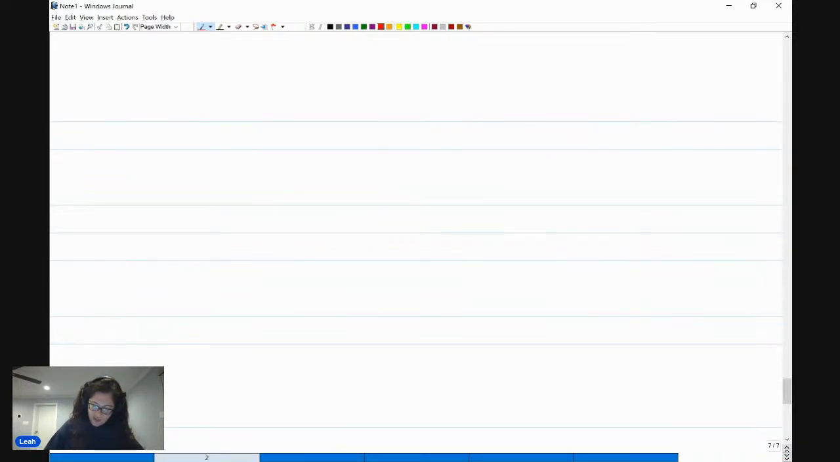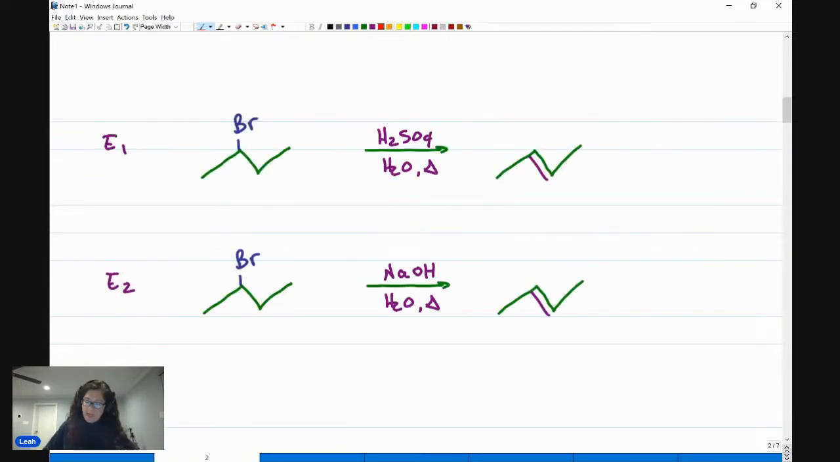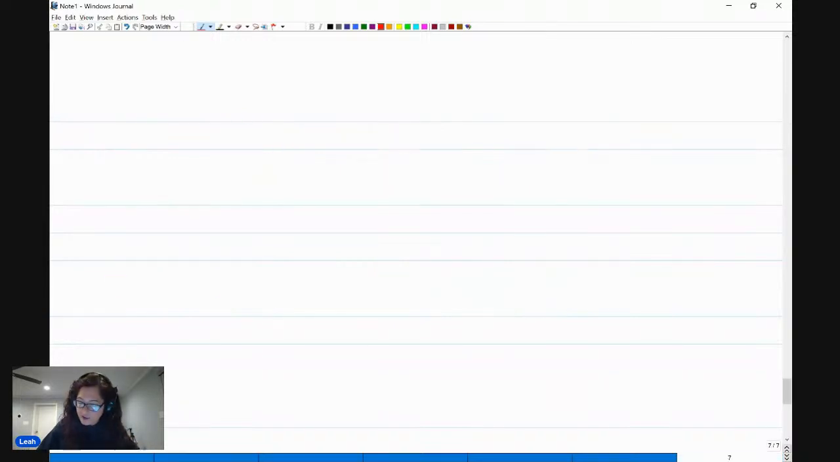Let's go back to the initial example. If I have the same starting molecule and the same product, how can I tell the difference? How can I differentiate between the E1 and E2 reaction? Because your professors will ask. E1 versus E2. There are 4 things that I look at when differentiating between reactions.